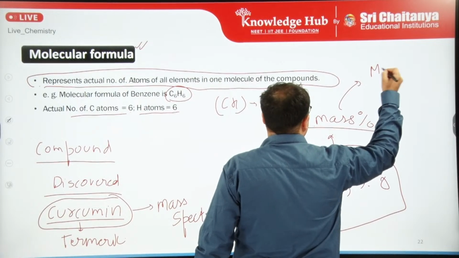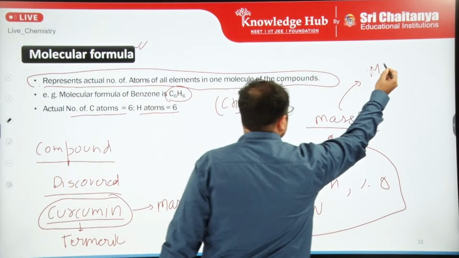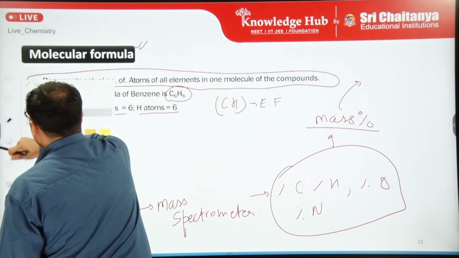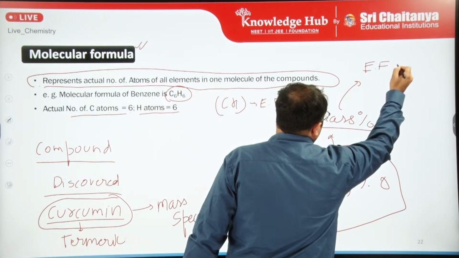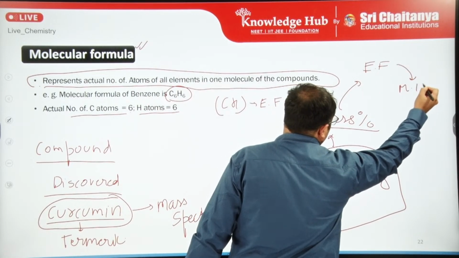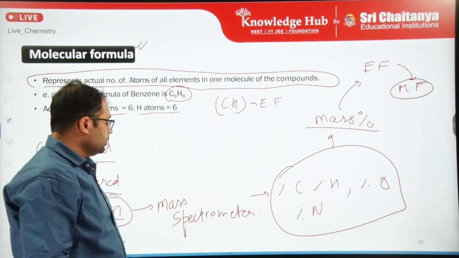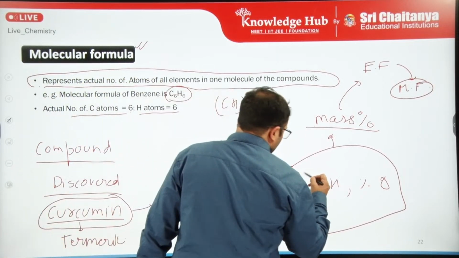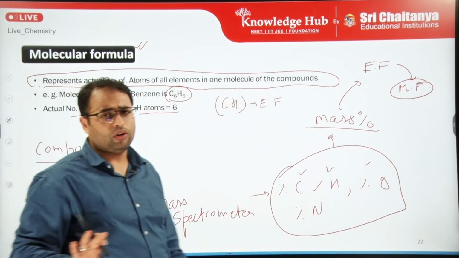And now from these mass percentages we will find them. First we will find the empirical formula, and from that we will find the molecular formula. So that is the procedure that we do. Initially you will have mass percentages of all the elements with you in most of your questions.